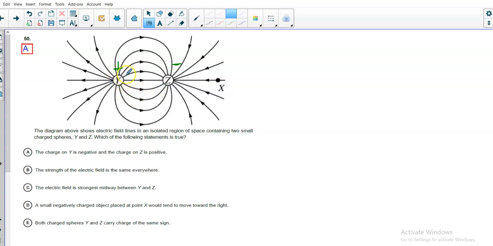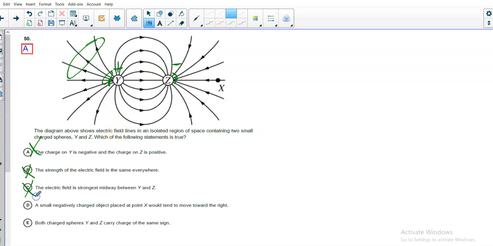Well, let's go through the answers. The charge on Y is negative and Z is positive. No, it's the other way around. So no. The strength of the electric field is the same everywhere. No. It's stronger where the lines are close. It's weaker where the lines are far away. So it's not the same everywhere. The electric field is strongest midway between Y and Z. No. Actually, I see it as being strongest really close to Z or really close to Y right here. The lines are even closer together.